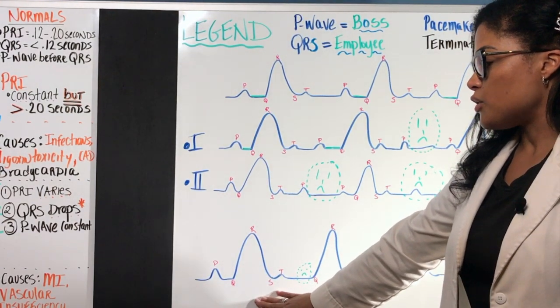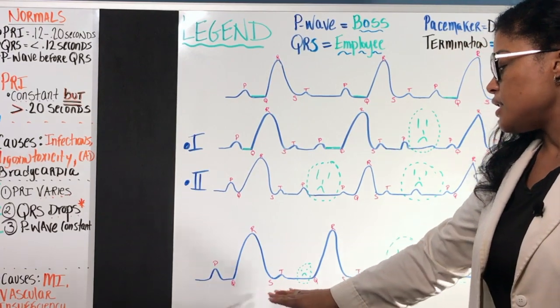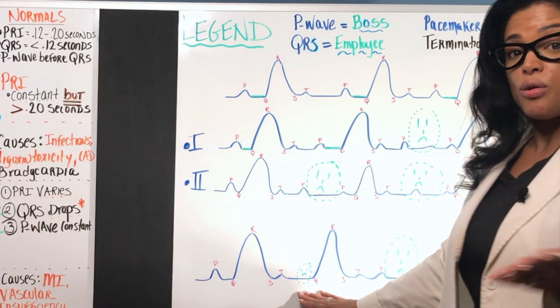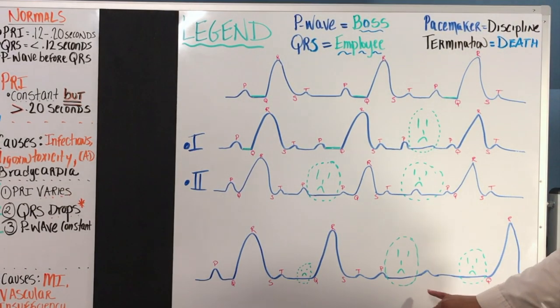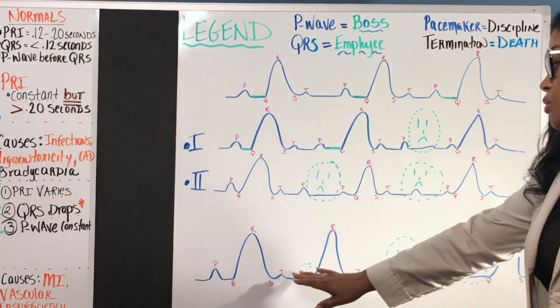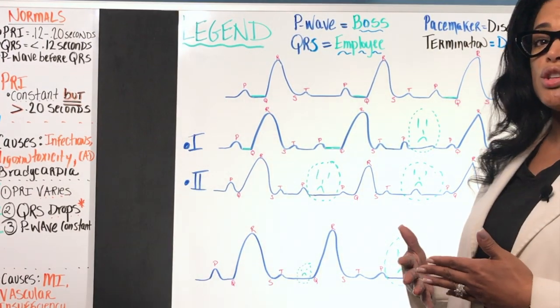And in the 3rd degree, there is no communication between the P and the QRS. The P wave got tired of waiting, or the boss, and they might be there or they may not be there. Like in this case, the QRS might be there or they may not be there. So there is no communication.